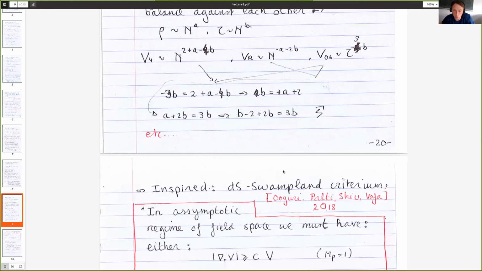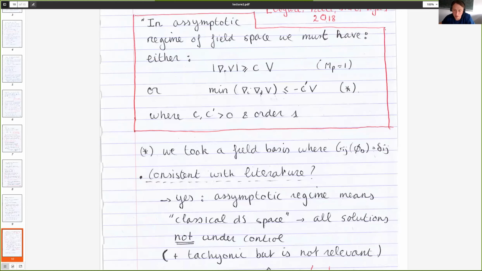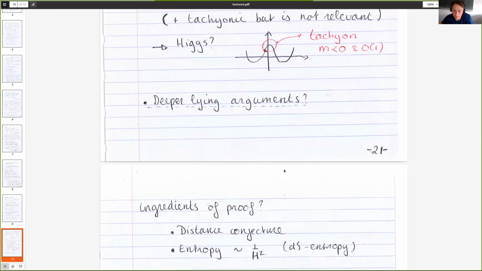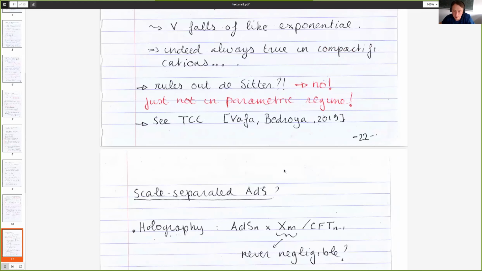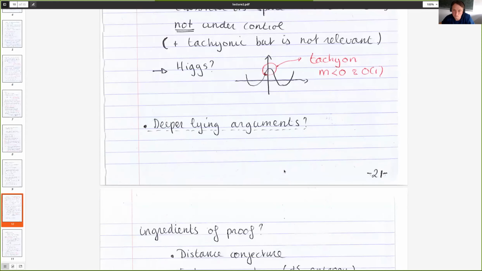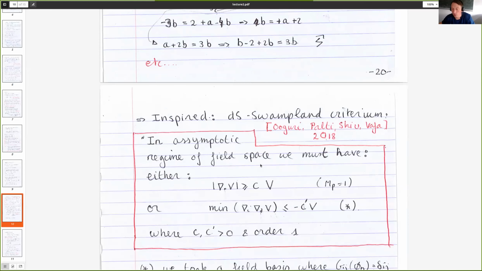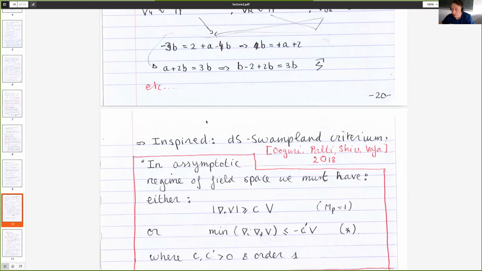I think I have 2 more minutes. And in these last 2 minutes, let's see how far I can get. What we can do is I can finish this lecture by telling you what is a swampland statement regarding these things. And then next lecture, we can start with the heuristic proof of this swampland criterion. And we go to scale separated anti-de Sitter vacuum.